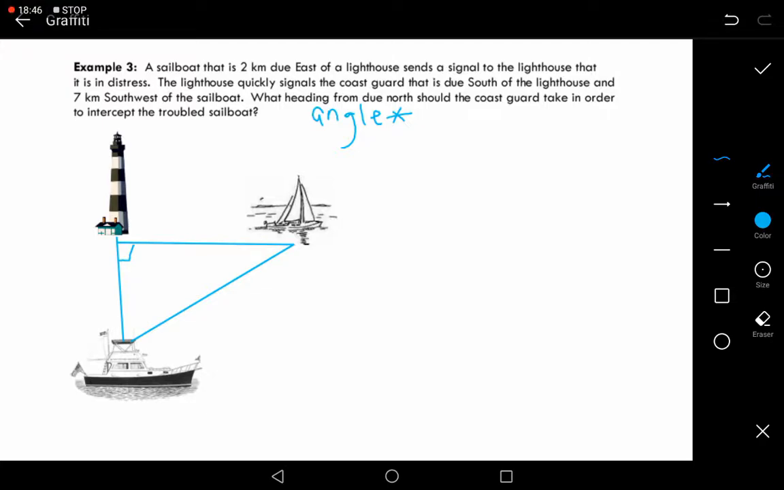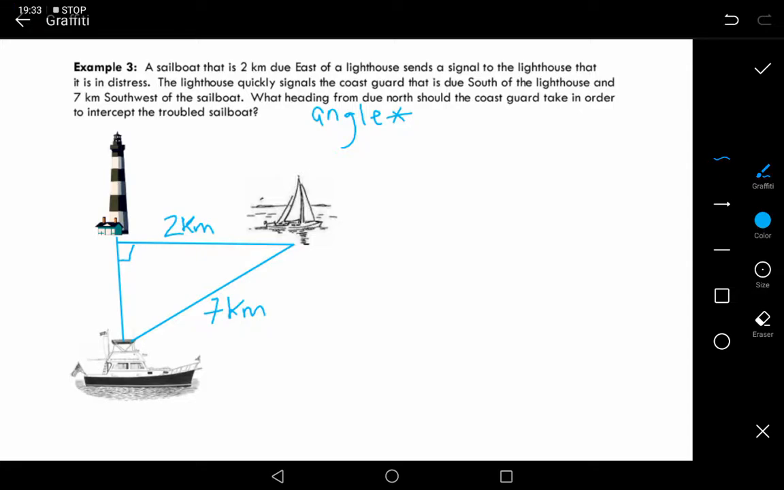Now we need to go back and figure out the information that it's giving us in the question. So it says the sailboat is 2 kilometers due east of a lighthouse. So the sailboat is 2 kilometers from the lighthouse. So that would be here, right? Sailboat, lighthouse. The east, that's sort of directional and not as important. Okay, the lighthouse quickly signals that a Coast Guard is due south of the lighthouse and 7 kilometers southwest of the sailboat. So that Coast Guard boat, which is the boat at the bottom there, is 7 kilometers from the sailboat. So that's this side length here.